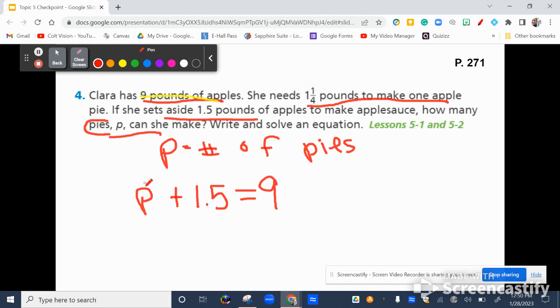But this wouldn't work because this is pies. So I can't add pies plus pounds. That's where this unit rate comes in. 1 1/4 pounds per pie times the number of pies is going to give me how many apples we're using for the pies. Plus 1.5 pounds is the apples for this applesauce.